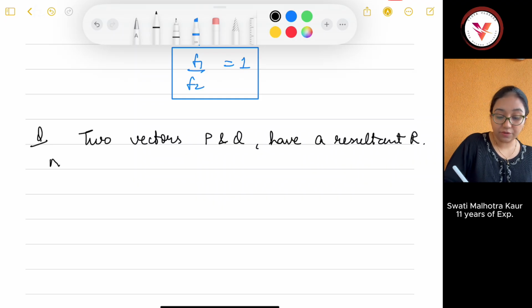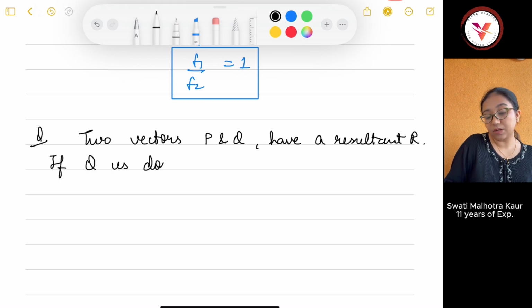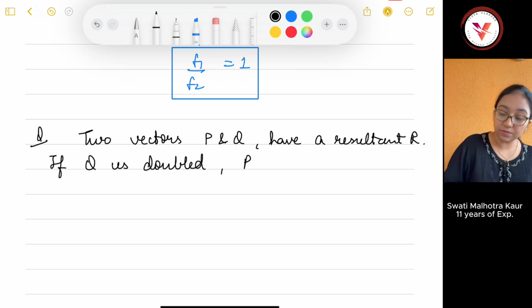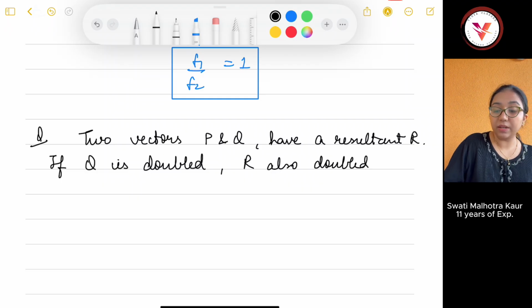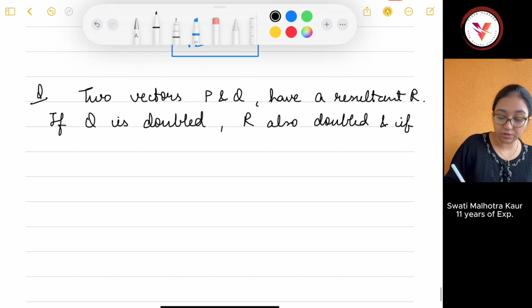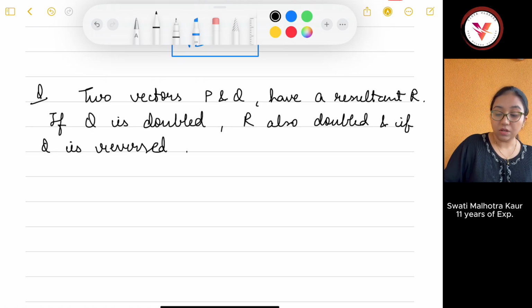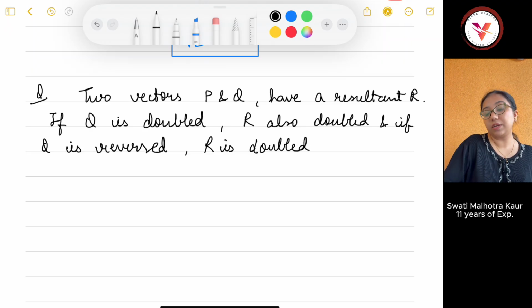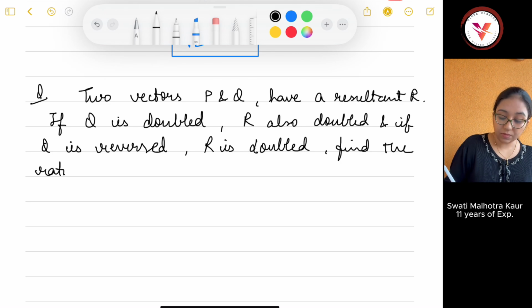Now, if Q is doubled, R is also doubled, and if Q is reversed, R is again doubled. Find the ratio of P, Q, and R.